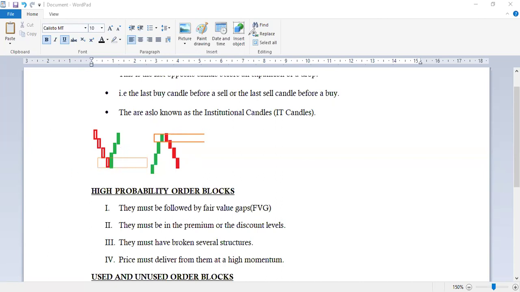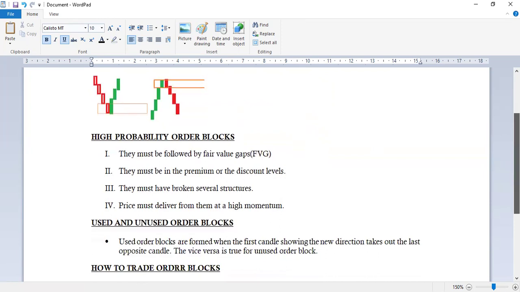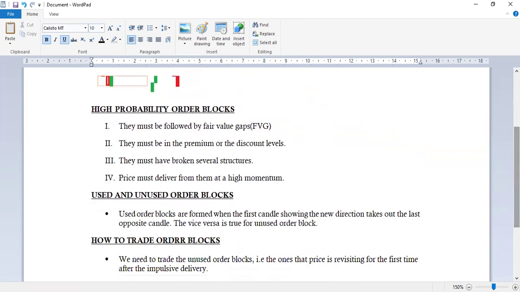And when you are trading, we are supposed to avoid used order blocks. Then the unused order block is just the direct opposite of that: the first candle of the opposite color doesn't take out the first candle.